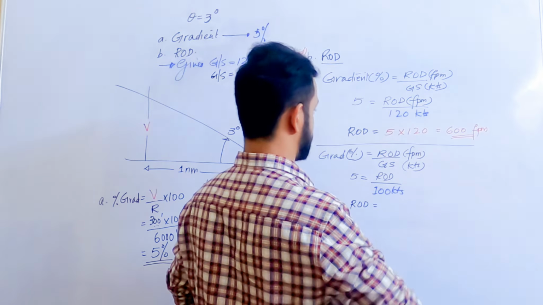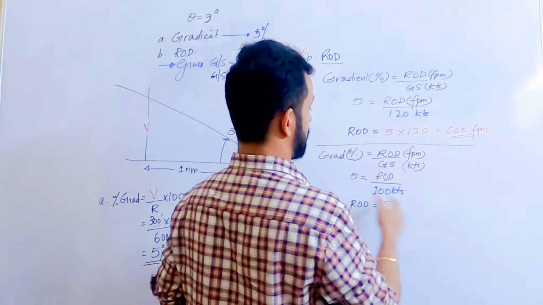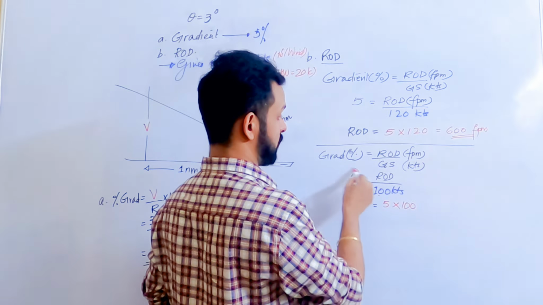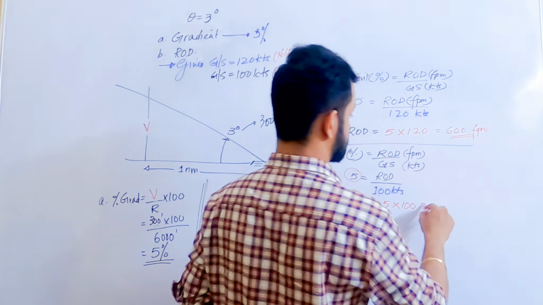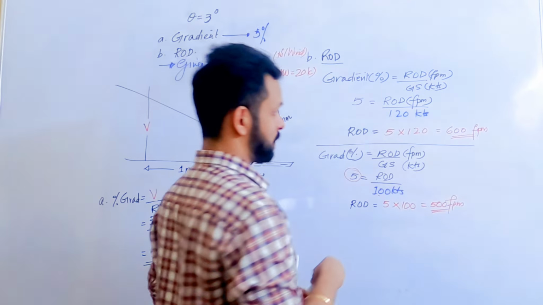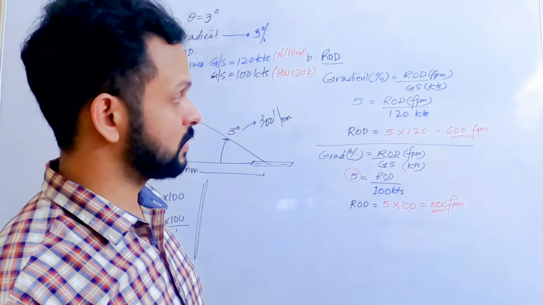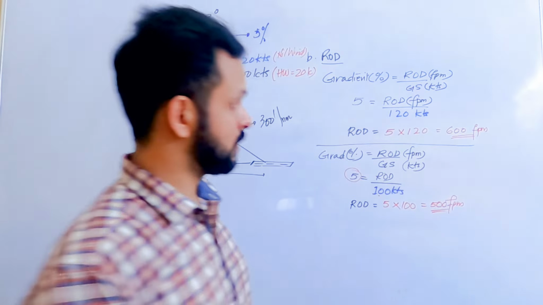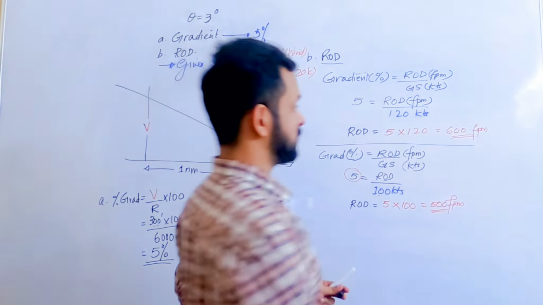So let's pay attention to the step here. I'm multiplying the ground speed with the number 5 here: 500 feet per minute. What happened with the headwind? What happened to your rate of descent? You have to reduce your rate of descent by 100 feet per minute, if you want to actually stay on this 3 degree glide slope.